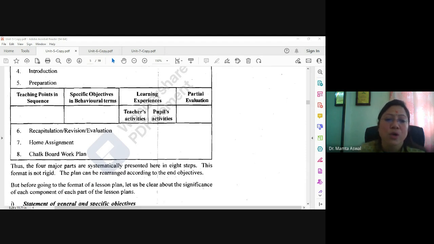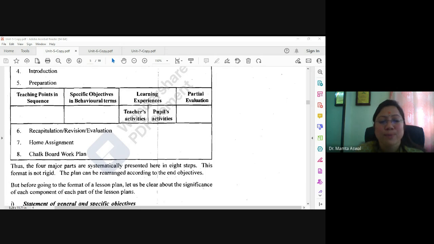Moreover, here what we are talking about is evaluation. So continuously the teacher evaluates what is happening, if the child is able to understand or not, if the child is understanding what is being taught or not. This is a major part here.